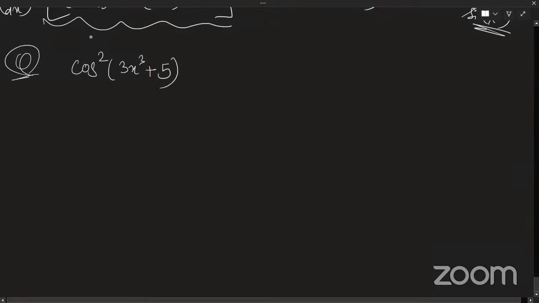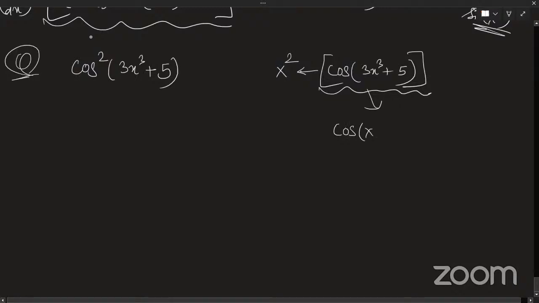Okay. So first we will make this small flow chart. x square is there, and inside it you have put cos of 3x cube plus 5. If I bifurcate this further, I can write cos of x, inside which you have put 3x cube plus 5, right? So I will approach from the outermost side. Last problem to be solved.